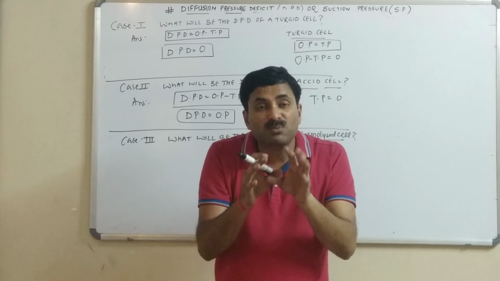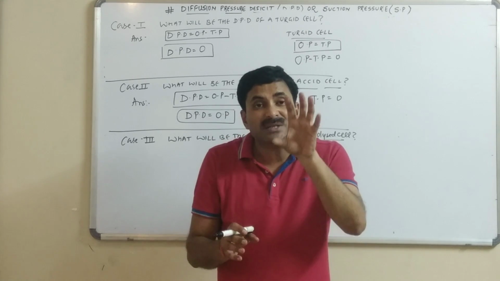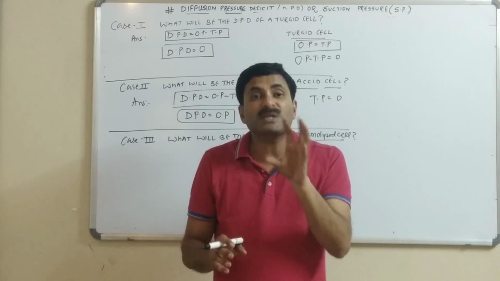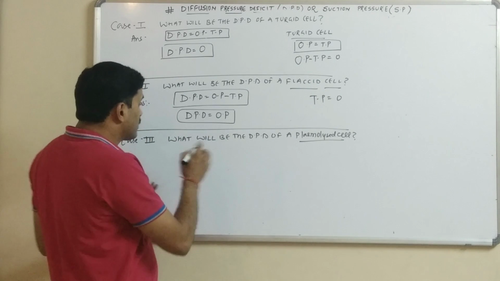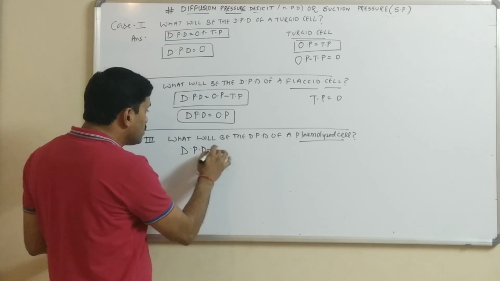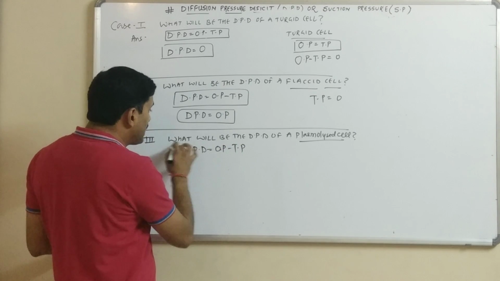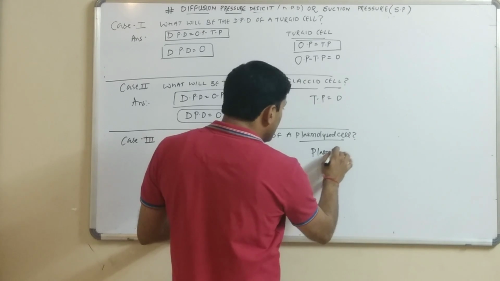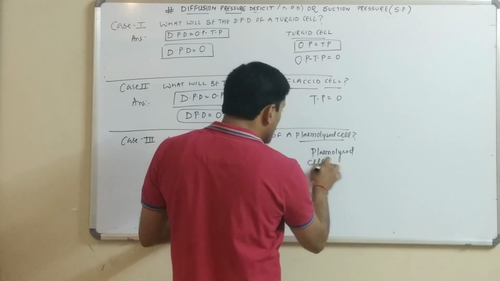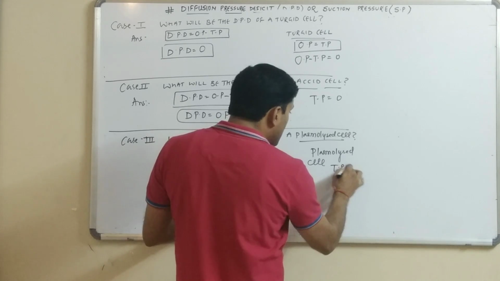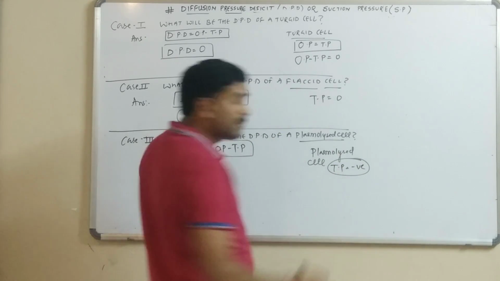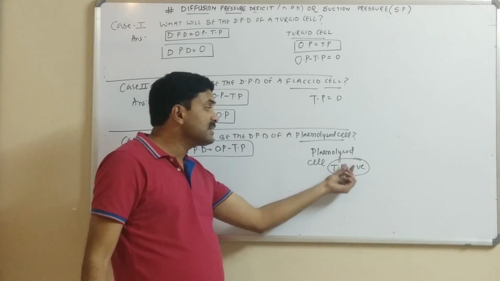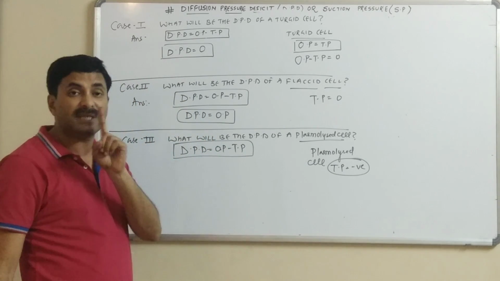Means in a plasmolyzed cell, the protoplasm will separate from the wall and it will shrink and come to the center. This is called the plasmolyzed cell. Now we know that DPD is equal to OP minus TP. But you must remember this thing, that in a plasmolyzed cell, TP is negative. In my previous videos, based on the turgor pressure and the wall pressure, you may have studied that TP is always negative in a plasmolyzed cell.